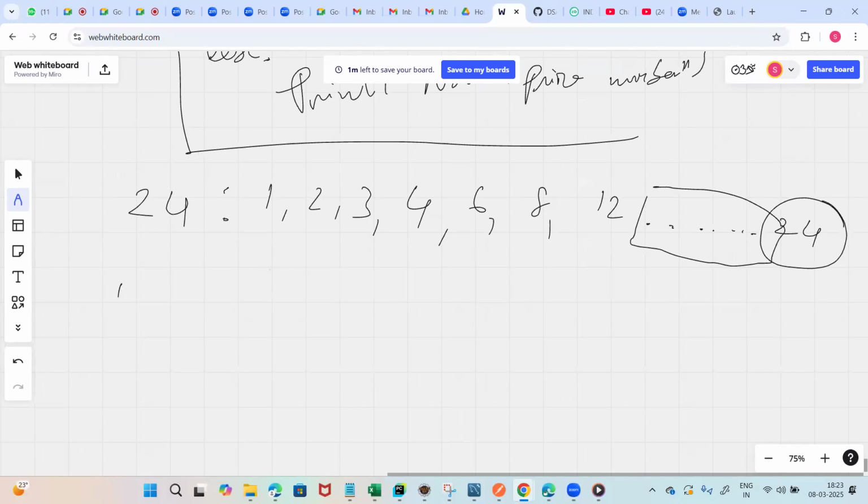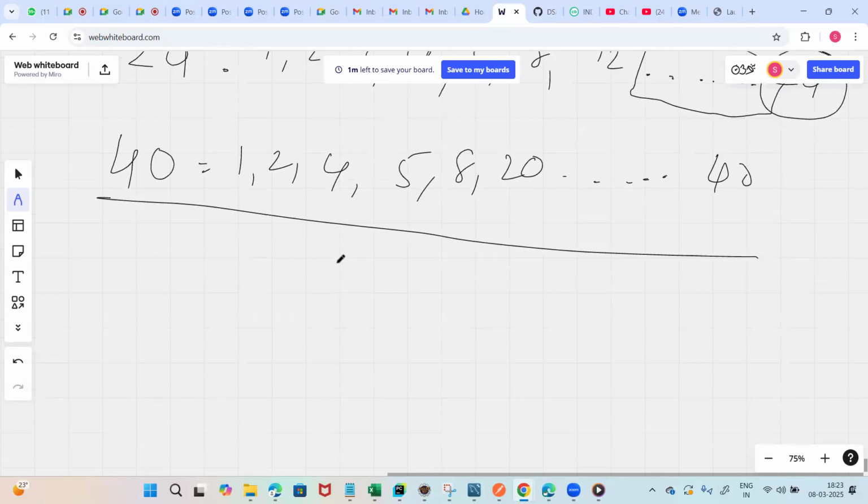Suppose we take a number called 40. What are the factors? 1, 2, 4, 5, 8, 20. Am I correct? After 20, there is no factor. Am I correct till 40? Right?